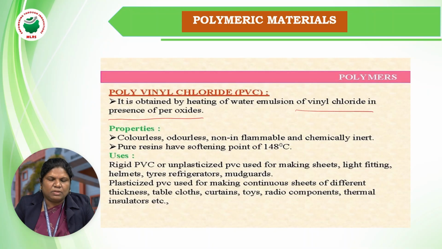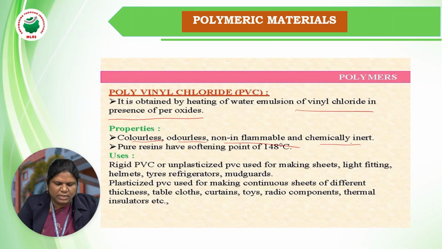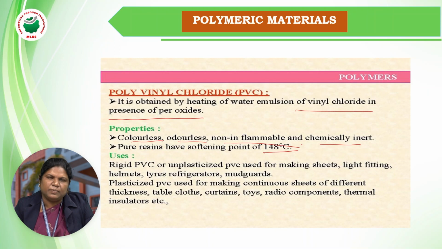Coming to the properties of the PVC, it is colorless, odorless, non-inflammable, and chemically inert. Its pure resins have a softening point of 148 degrees centigrade. Means at 148 degrees centigrade it becomes soft, and we can remold that PVC material into our desired shapes. Whichever product we want, we can mold it into our desired shapes.